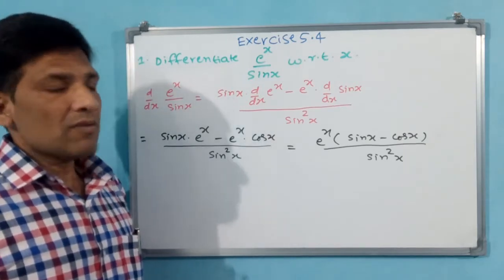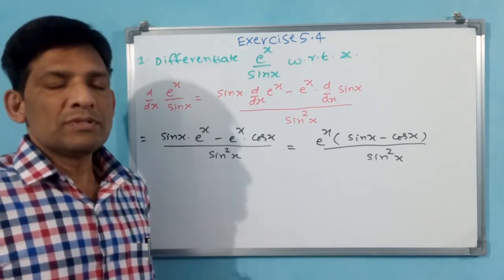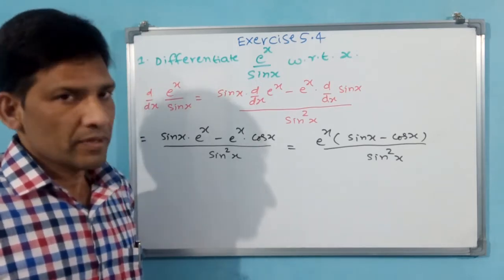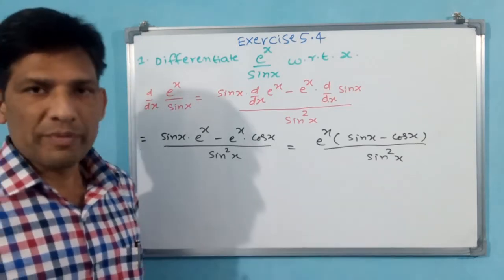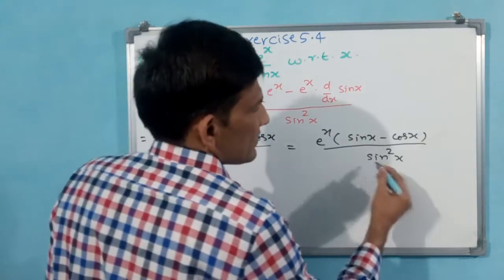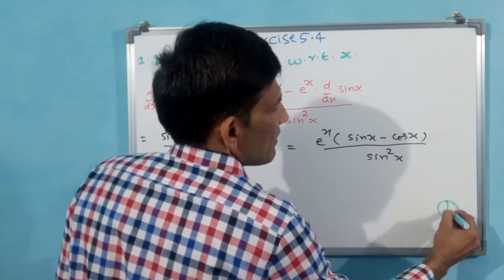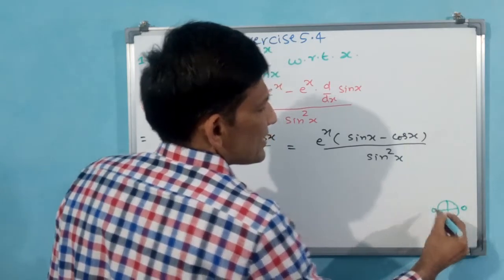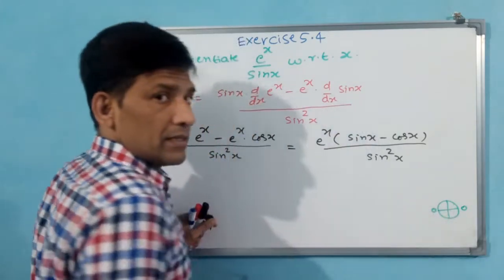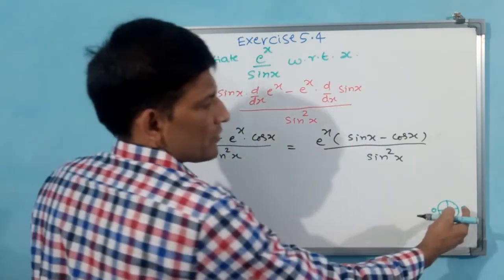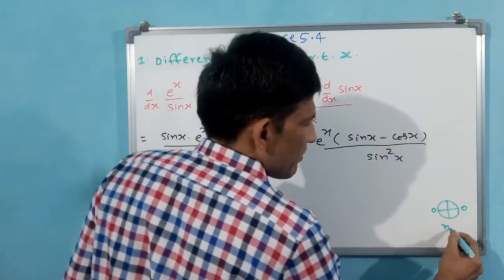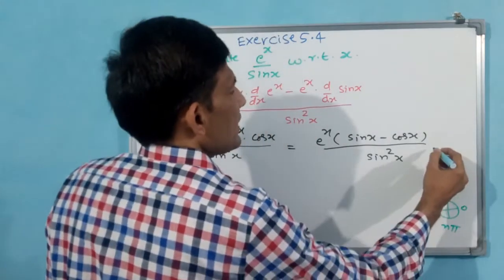See, here what we have to do is write the domain. Why? Because the denominator should not become 0. Sin square x should not become 0. See what I am writing. Sin x, you know very well, becomes 0 in these two places. What are these? 2n pi and (2n plus 1) pi. Together it is going to become n pi. Okay, write down.